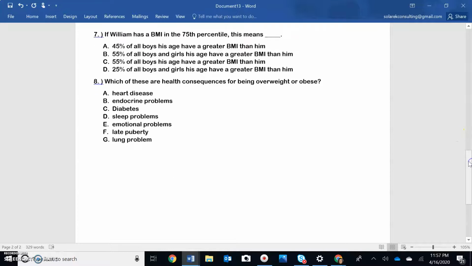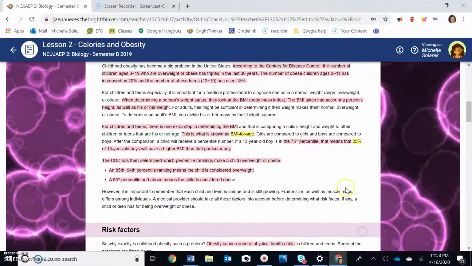Okay, number 8. Which of these are health consequences for being overweight? Well, let's just do this one together. They talked about heart disease. They talk about endocrine problems, diabetes, and sleep. Did they talk about emotional problems? Because I kind of could see that, like, because other kids pick on them. Late puberty or lung problems. I remember seeing heart disease, endocrine, and diabetes, and sleep. But let's go back and look and see if we can find emotional, late, or lung.